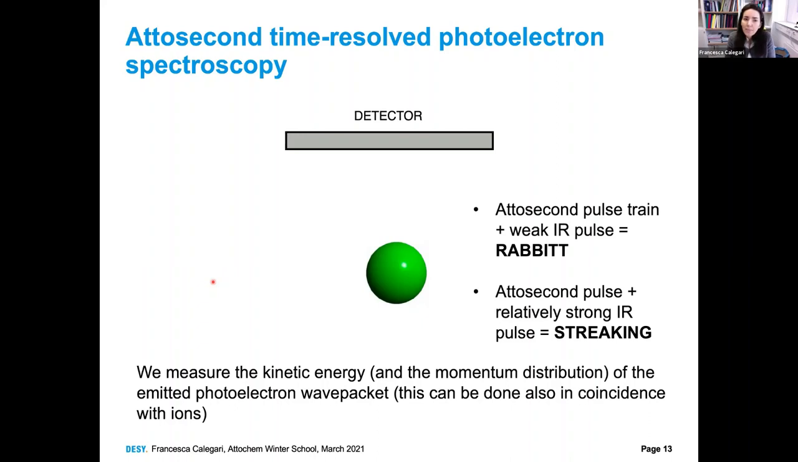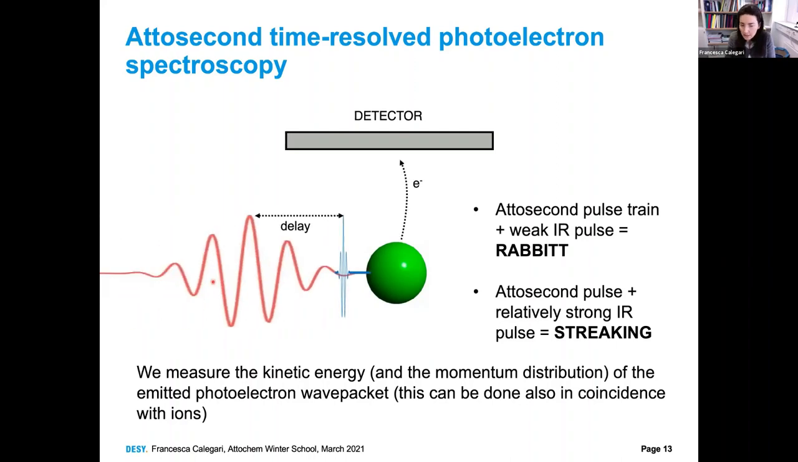The way we can measure this delay is, for instance, to send, again, a sequence, as I was mentioning before, in this XC2 approach, a sequence of XUV plus IR pulses at variable delays, photoionize my target, and measure the emitted photoelectrons. I can measure, as I said, the kinetic energy distribution, the momentum, the angular momentum distribution. We can measure this also in coincidence with the emitted ion and so on. So there are various methods. I can also exploit two different techniques that I will shortly explain to you.